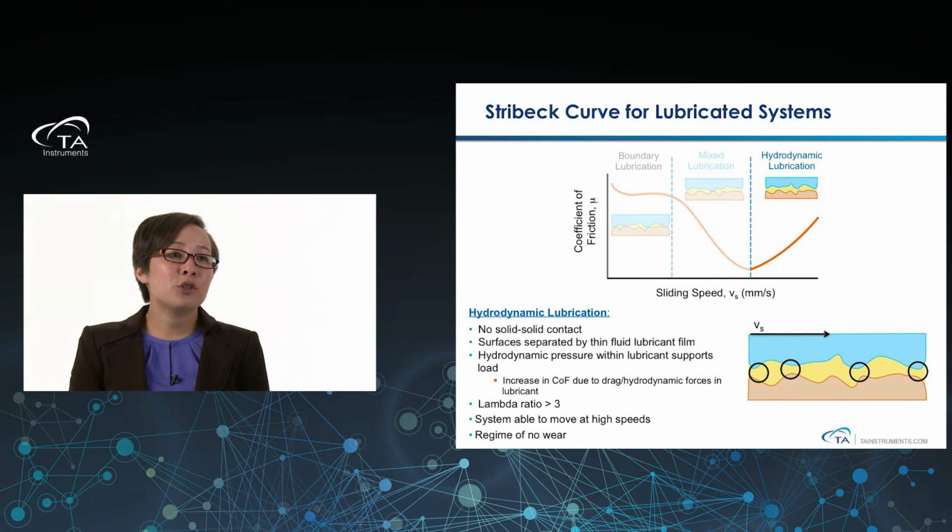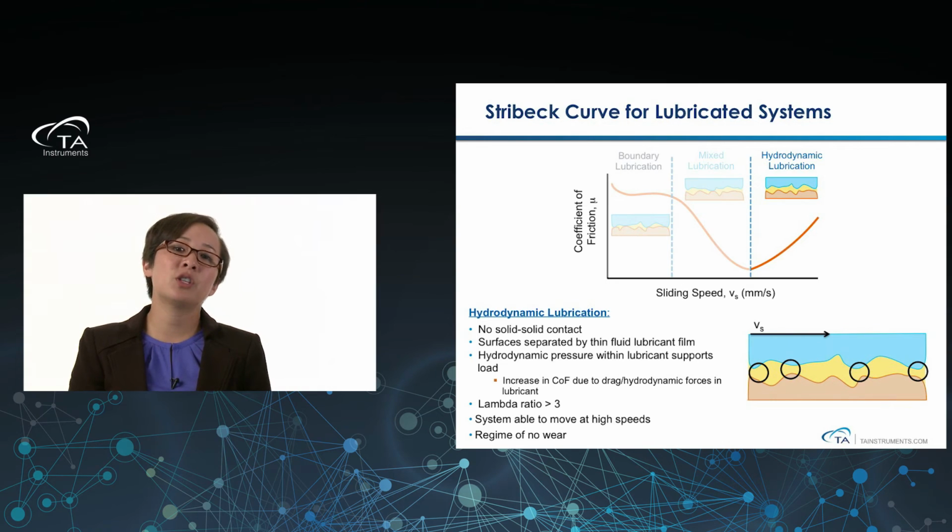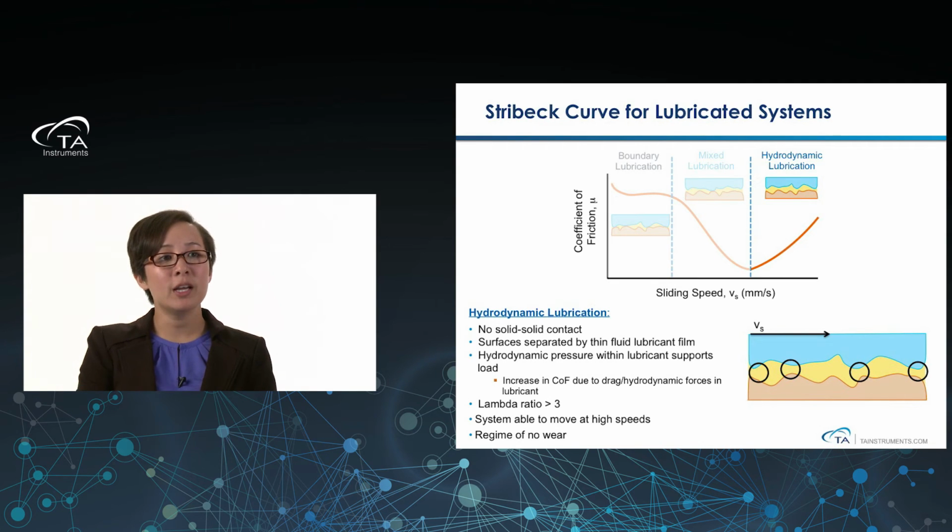The last area of the Stribeck curve would be the hydrodynamic lubrication. And so now this is when we're moving at really high speeds and we have no solid-solid contact. So 100% of that load force is going to be supported by our thin fluid lubricant film. So you could see here in the picture, none of our surface asperities are touching one another. That lubricant is in between the surfaces and supporting all of that load. You could see the velocity is much faster than it was in either of the other two regimes.